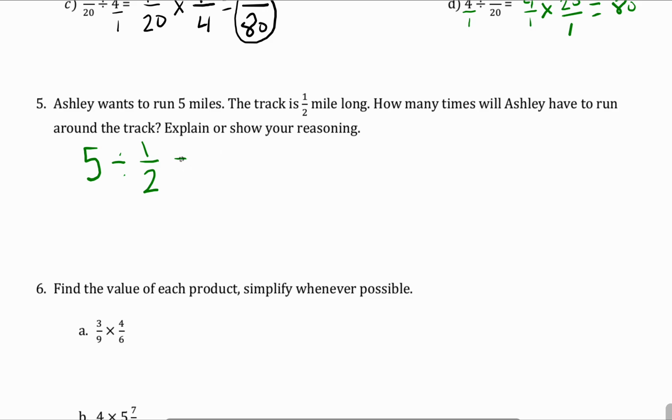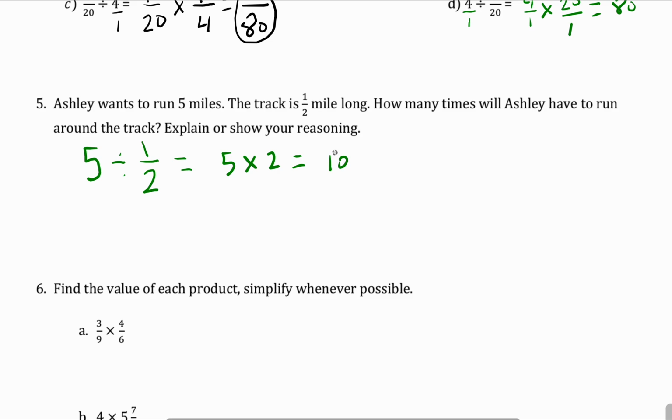Okay, and of course, using our rule of keep, change to multiplication, and flipping this, you're going to get 5 times 2 over 1, which is 2, and you get 10. And it's good to write out the answer as a complete sentence to make sure that it made sense. So you're going to say, Ashley has to run 10 times around the track to run 5 miles. And that makes sense.